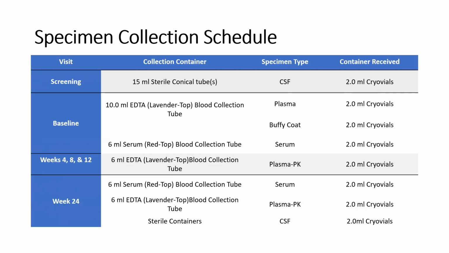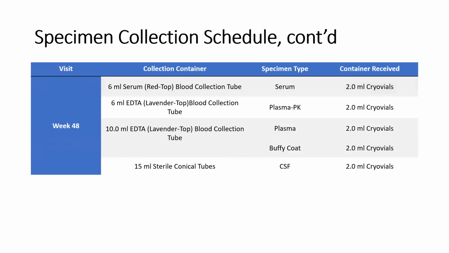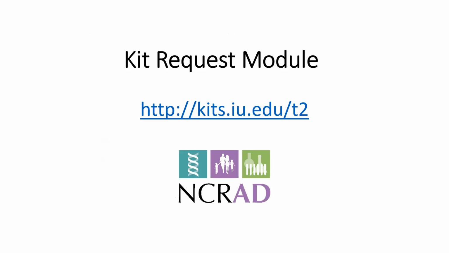At week 24, it's the 6 ml red top tube for serum again, a 6 ml lavender top tube for plasma PK, and the CSF sample. Then finally, at week 48, it's everything together. The 6 ml serum tube, the 6 ml plasma PK tube, the 10 ml lavender plasma and buffy coat sample, and the CSF collection. So in order to collect all these samples, you will need to have kits on hand. This is our kit request module link, and you will go here to request the kits that you need.